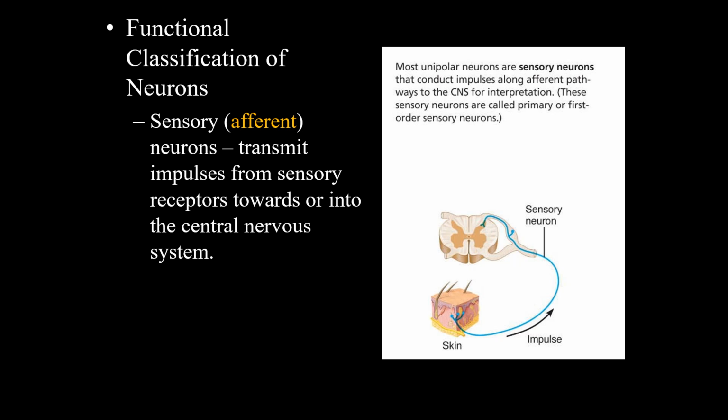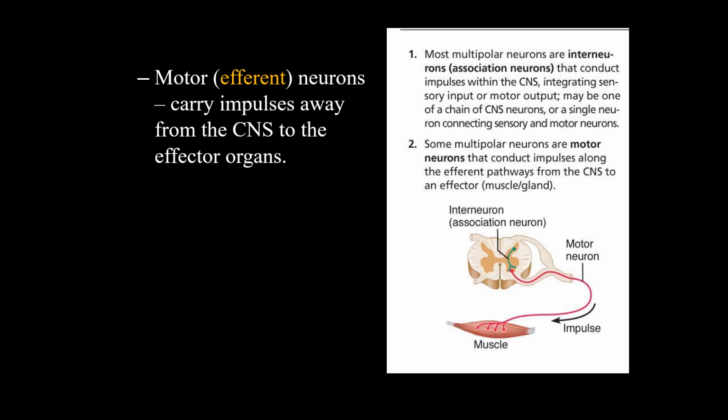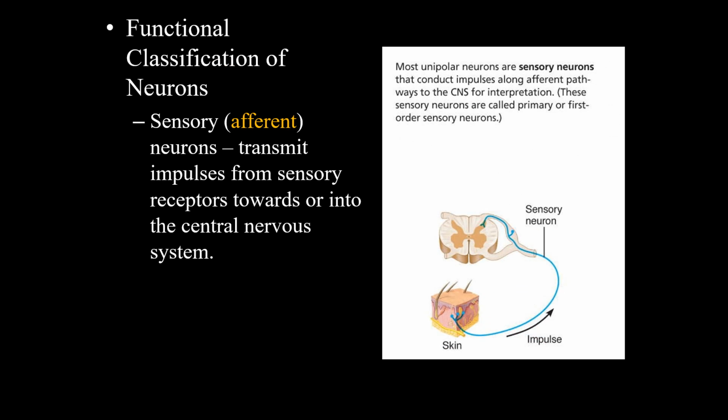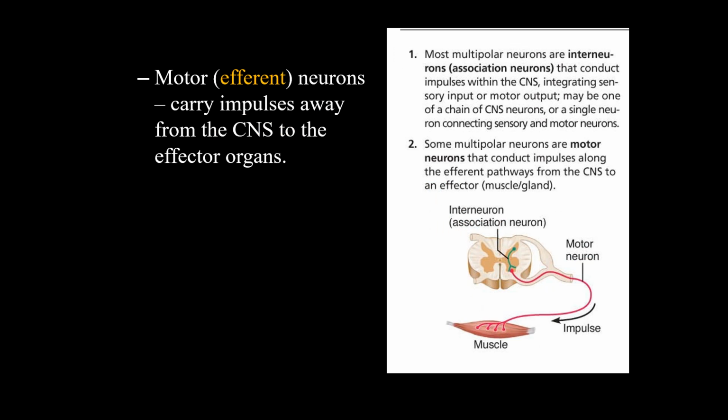Sensory neurons are taking information towards the central nervous system. Motor neurons are taking information from the central nervous system. So you can even tie those back to some of our structural and functional divisions that we had earlier. Your sensory neurons are going to be part of the sensory division of the nervous system. Your motor neurons are going to be part of your motor division of the nervous system.